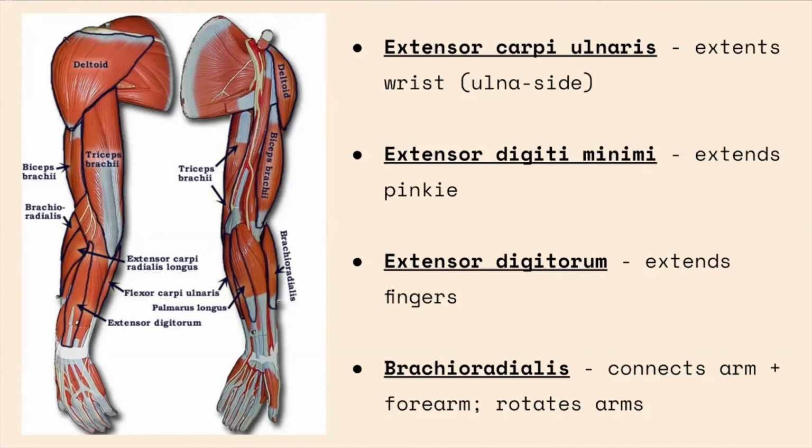Straighten. Yes. Okay, we have the brachioradialis, which connects our arm to our forearm, rotating our arms. So I think you guys find this familiar because I just talked about it on the anterior side. These muscles all work together. They're not just in one place. They all work together, and something that happens in something else makes a different reaction in another muscle.